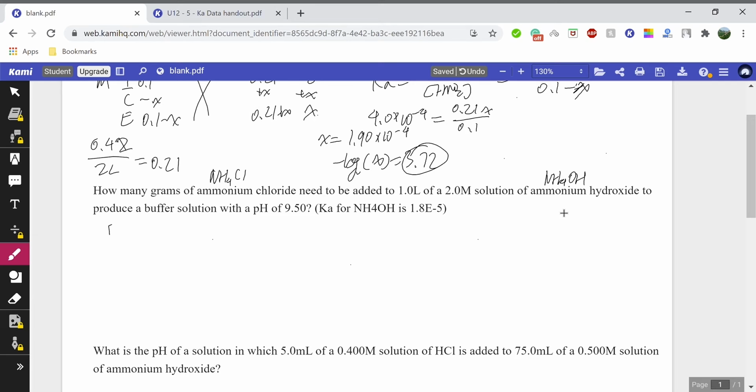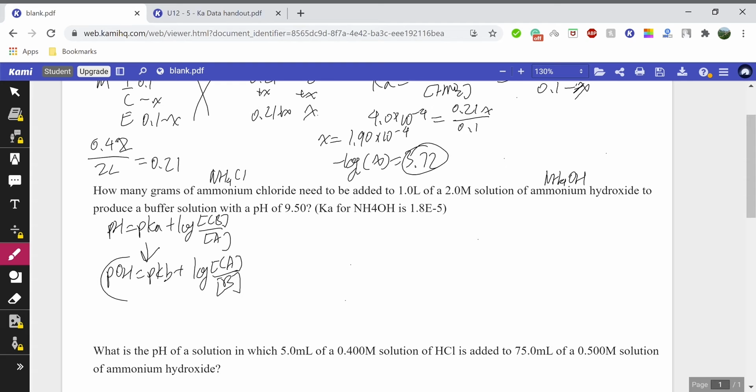Alright, so let's quickly write the HH equation. pH equals pKa plus the log of conjugate base divided by acid. And this can also be rewritten as pOH equal to the pKb plus the log of conjugate acid over base. So yes, there are 2 ways you can write the HH equation. One gives you pOH, one gives you pH, and one uses Kb and the other uses Ka. And notice how this is also swapped. Conjugate acid goes on top and base goes on bottom, and here conjugate base goes on top, acid goes on bottom.